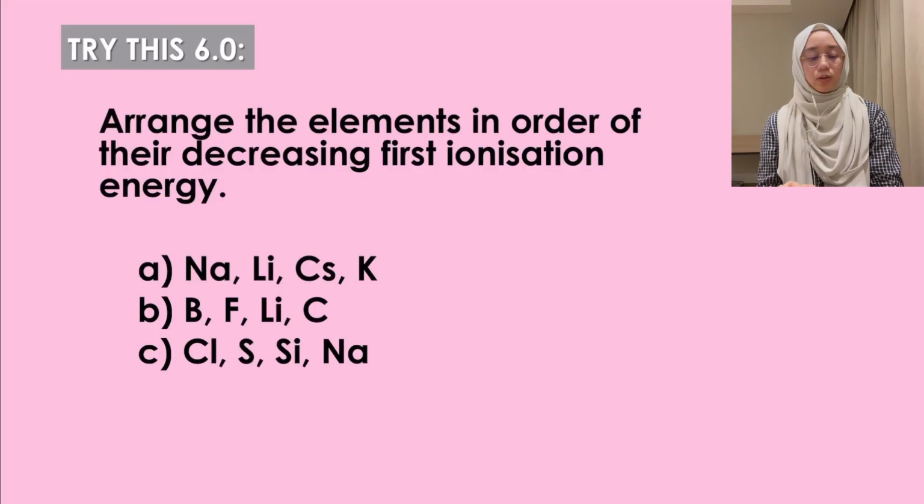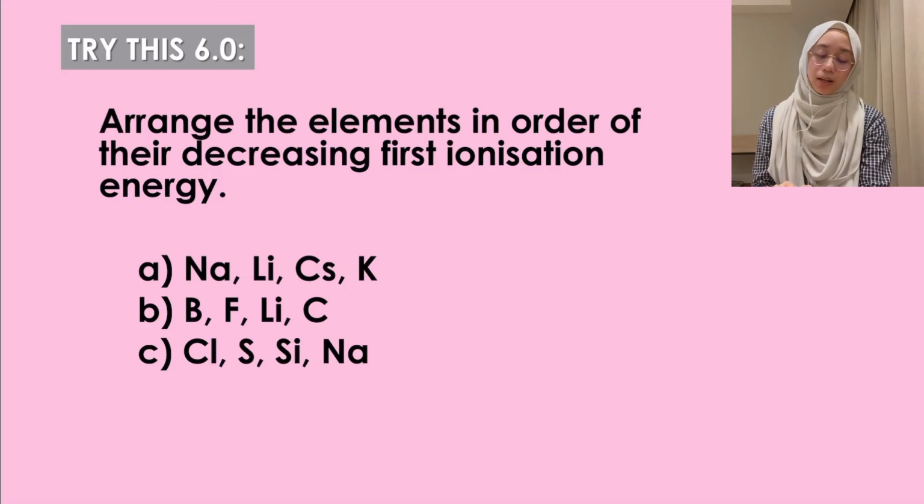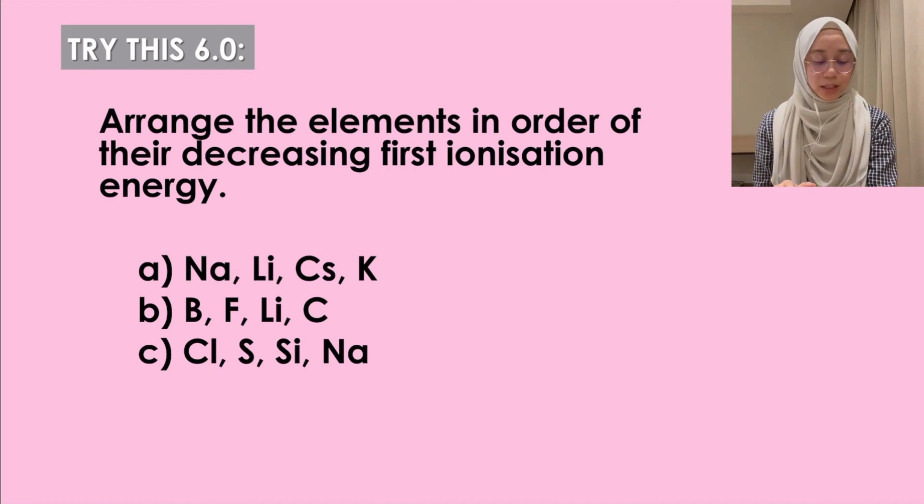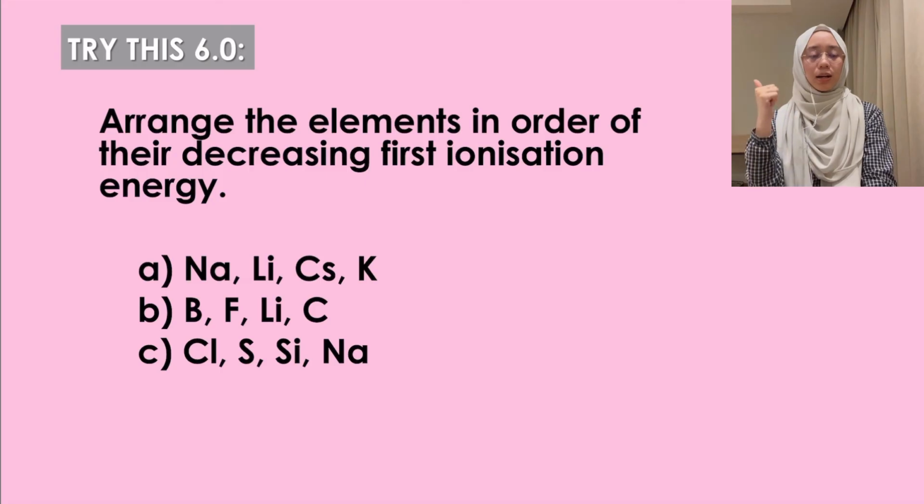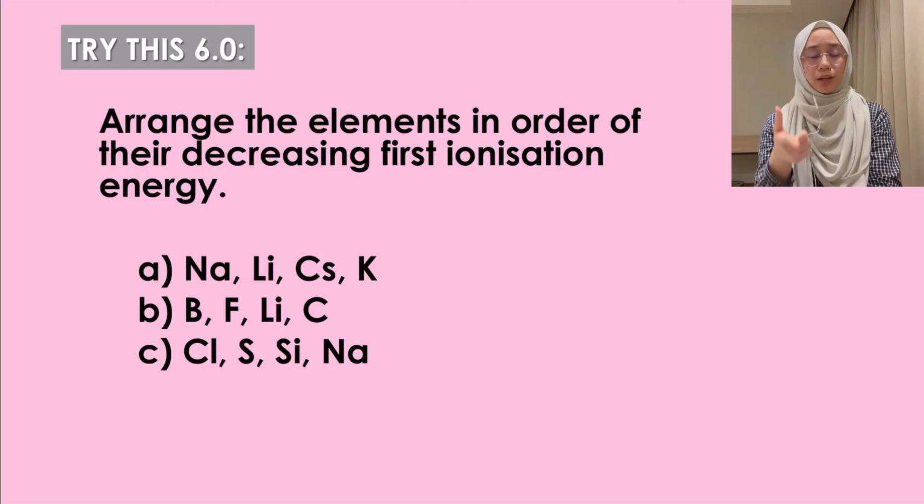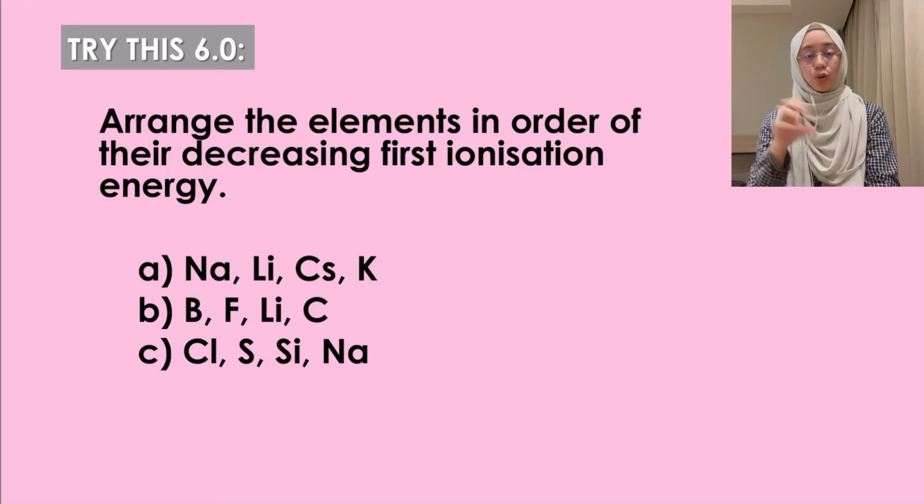Okay. So now try this 6.0. So again, kamu just perlu arrange sahaja. There's no need for you to explain it. But this time round, you have to arrange this in order of decreasing. Okay, so kena tengok betul-betul. So yang paling senang adalah tengok dia dalam period yang sama kah, dia dalam group yang sama kah. Try to identify that first, and then daripada situ you can identify whether the size is smaller or larger, and then daripada situ nanti kamu boleh try to relate with the ionization energy.